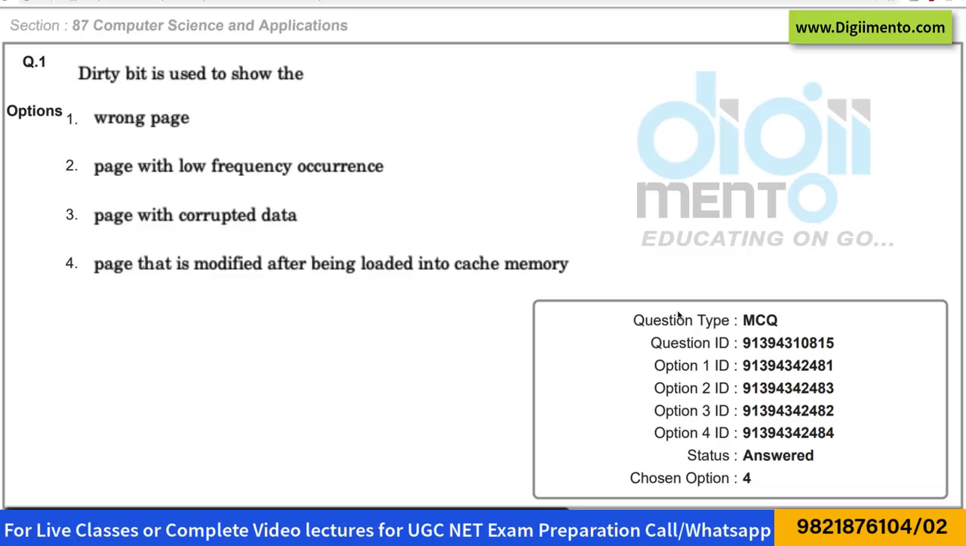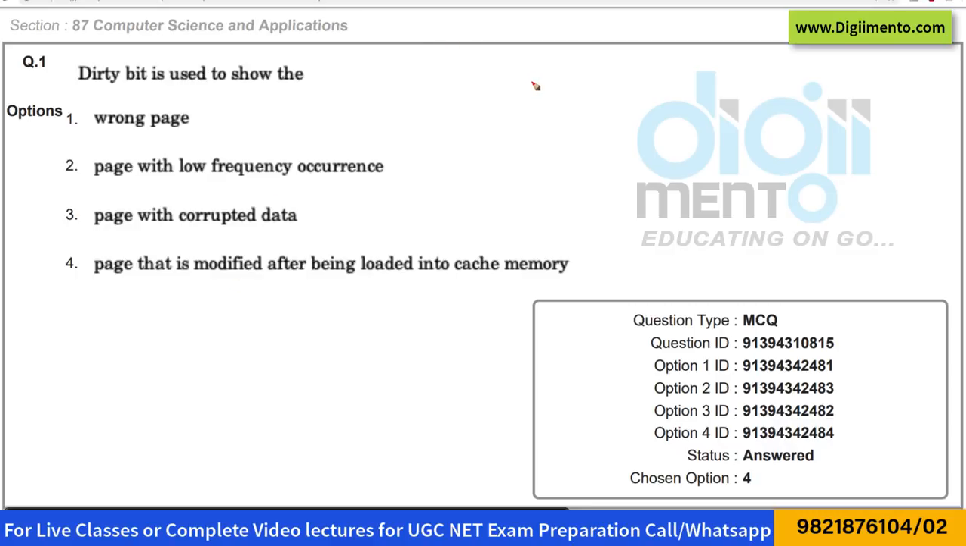I am going to upload the solutions of each and every question one by one, and then I am going to combine all the solutions into one video. We will start with question number 1 here. Question number 1 says, the dirty bit is used to show which of the following. Option 1 is wrong page. Option 2, page with low frequency occurrence. Option 3, page with corrupted data. And option 4, page that is modified after being loaded in the cache memory.